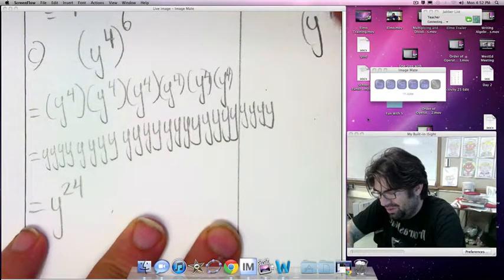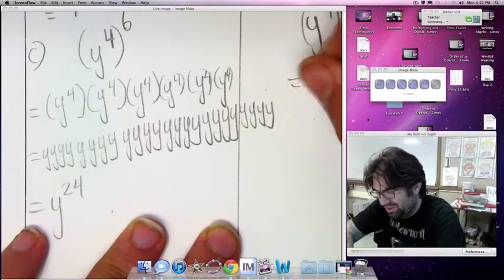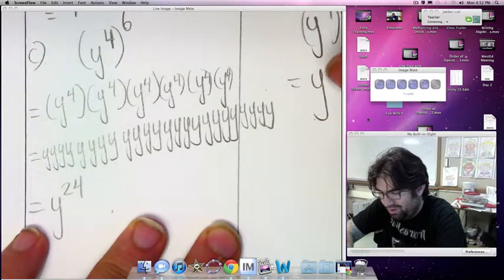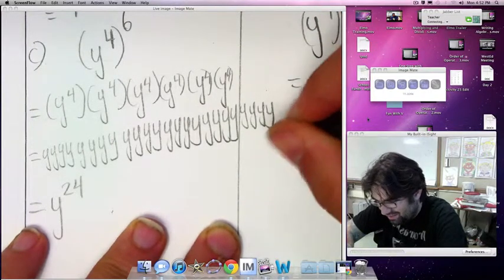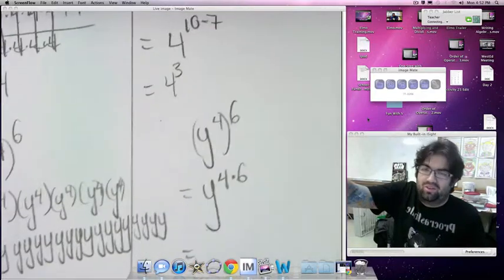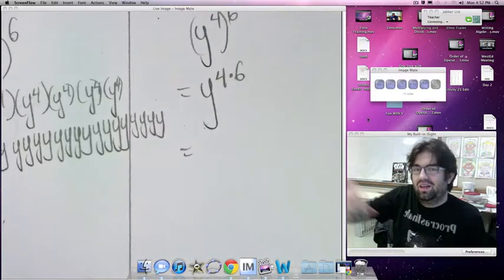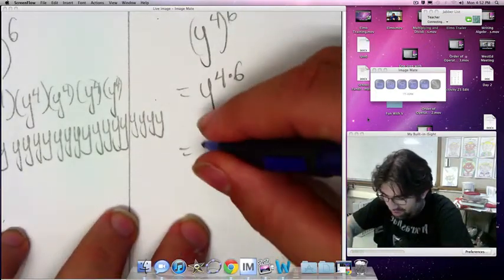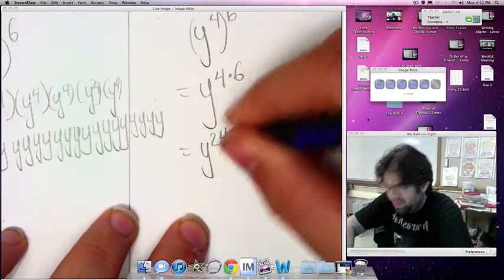Y to the fourth raised to the sixth power. What are we really doing? Really, we're taking y to the 4 times 6. And I want to see that step. I want to see y to the 4 times 6. Well, 4 times 6 is 24. So y to the 24th power.